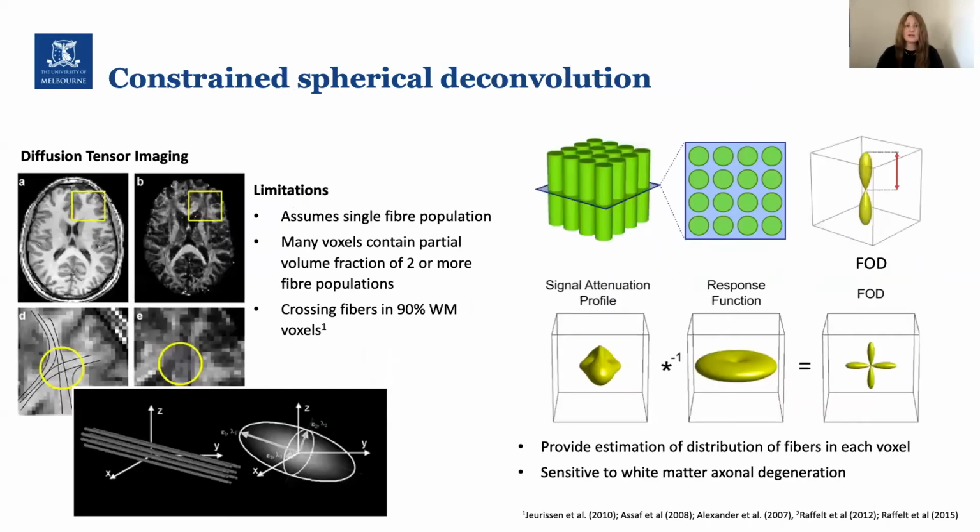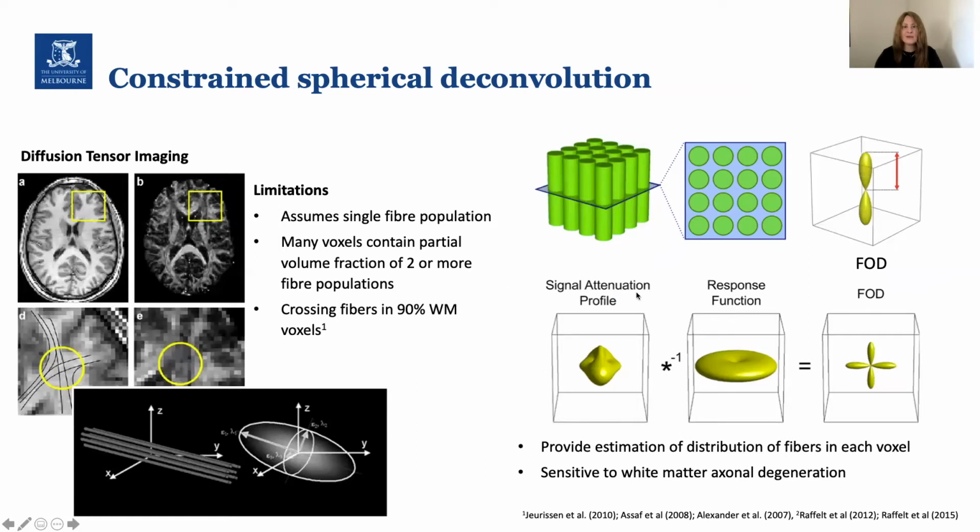So how can we measure the structural damage in the central nervous system leading to these motor disabilities? We can use diffusion tensor imaging, which has often been used in the previous literature. However, this method assumes that there's only one single fiber population, but many voxels contain partial volume fractions of two or more fiber populations, and up to 90% of the white matter voxels in the brain contain crossing fibers. To overcome these issues, you could use a higher order diffusion model, such as constrained spherical deconvolution.